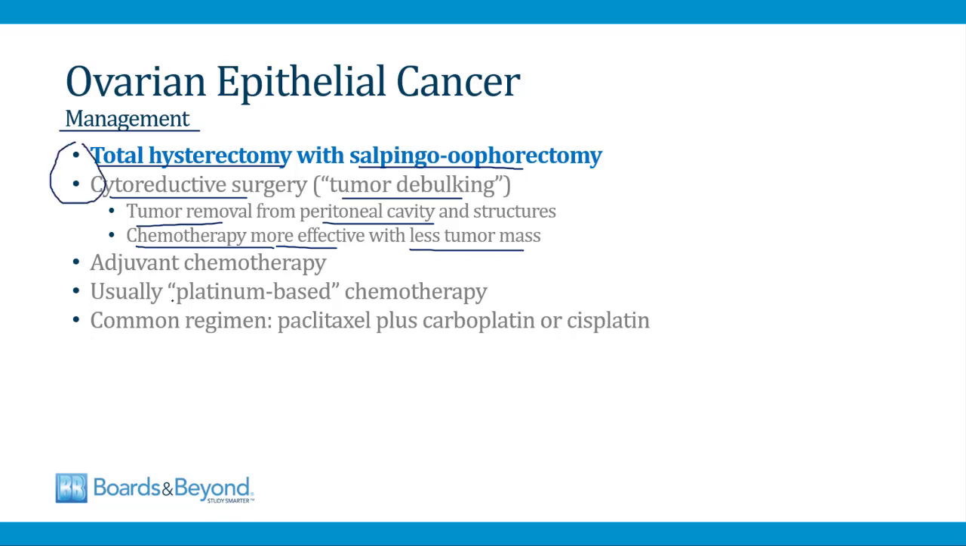After these types of surgeries, adjuvant chemotherapy is administered. Usually it's a platinum-based chemotherapy. This means that either carboplatin or cisplatin is used as part of chemotherapy. Often one of these drugs is given together with the drug paclitaxel.